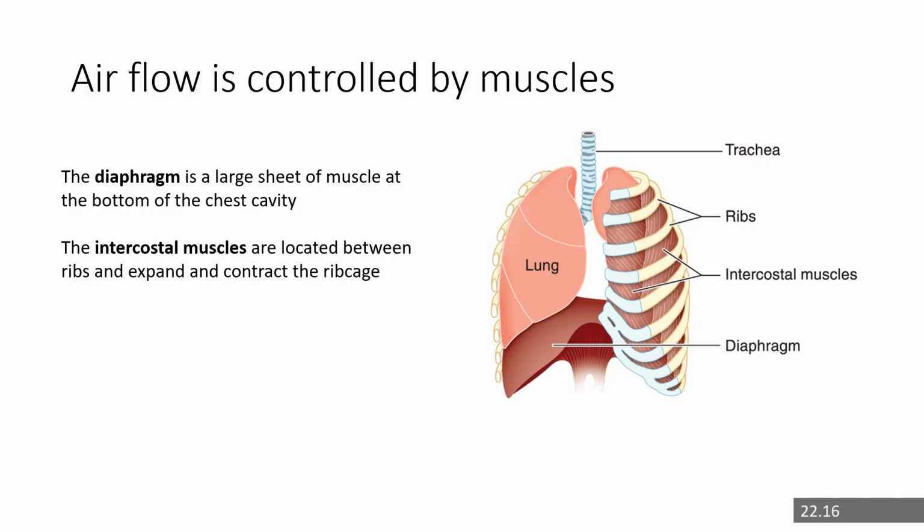In our respiratory system, the flow of air is controlled by muscles, specifically the diaphragm and the intercostal muscles. The diaphragm is a large sheet of muscle at the bottom of the chest cavity, under your lungs. The intercostal muscles are between the ribs. They expand and contract the rib cage. So when the rib cage expands, more space is created for air to flow into the lungs.